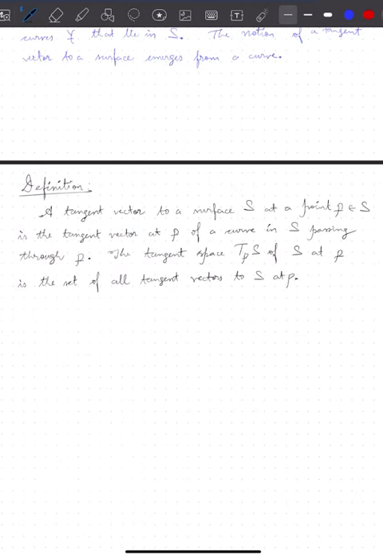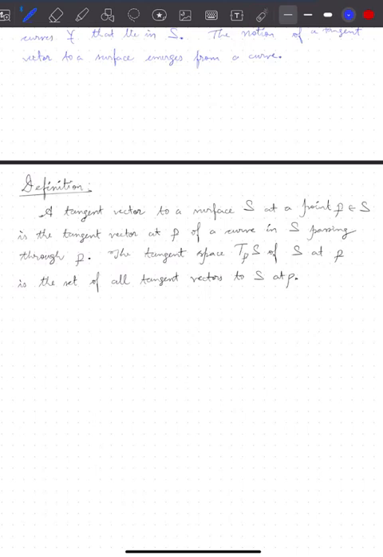Now, following through this definition, a tangent vector to a surface S at a point P vector in S is the tangent vector at P of a curve in S passing through P. So this is quite straightforward. And the tangent space T_P S of S at P is the set of all tangent vectors to S at P. I think it requires some graphical understanding.